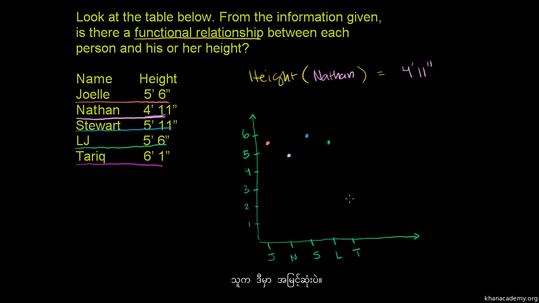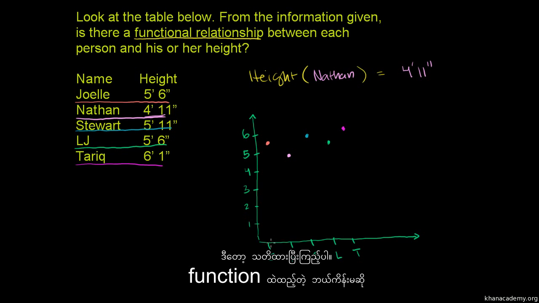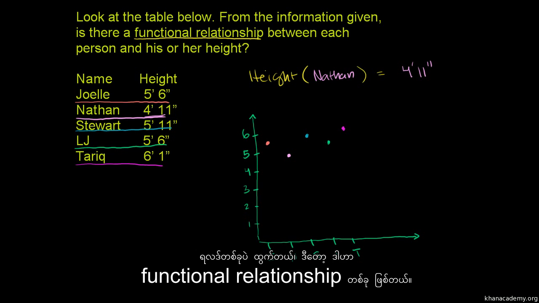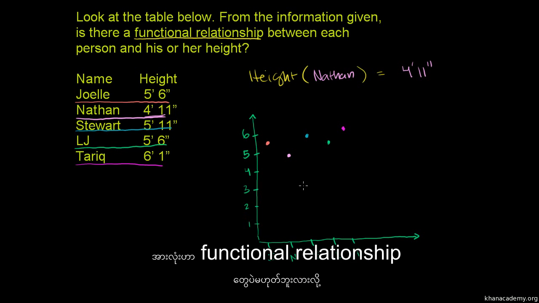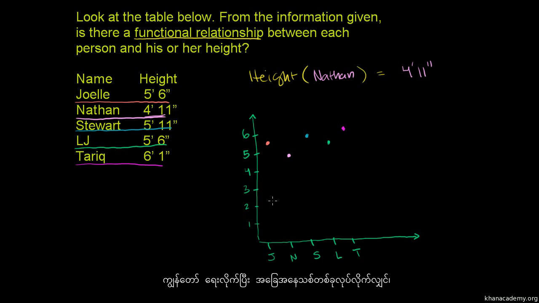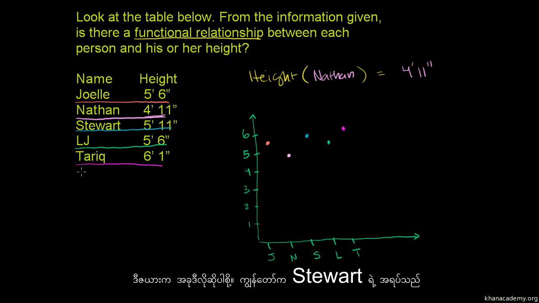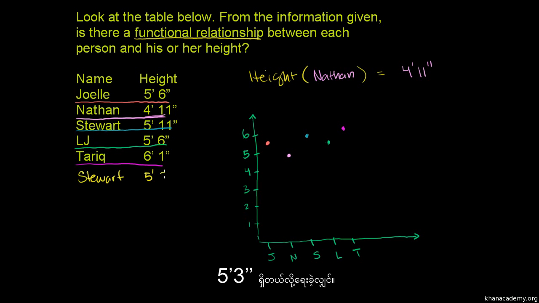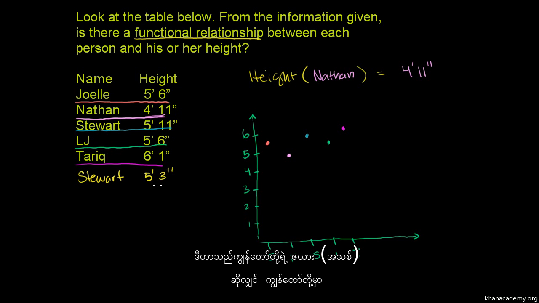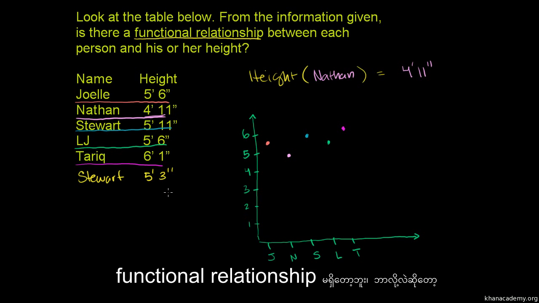He's the tallest guy here. Tariq is right up here at 6'1". So notice, for any one of the inputs into our function, we only have one value. So this is a functional relationship. Now, you might say, OK, well, isn't everything a functional relationship? No. If I gave you the situation, if I also wrote here, let's say the table was like this, and I also wrote that Stuart is 5'3". If this was our table, then we would no longer have a functional relationship.